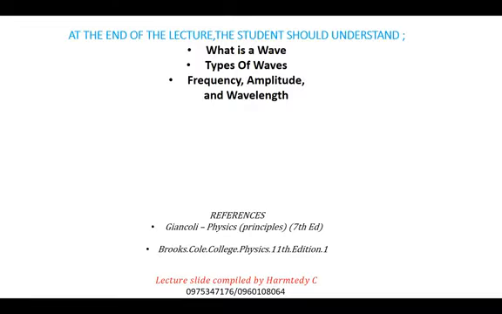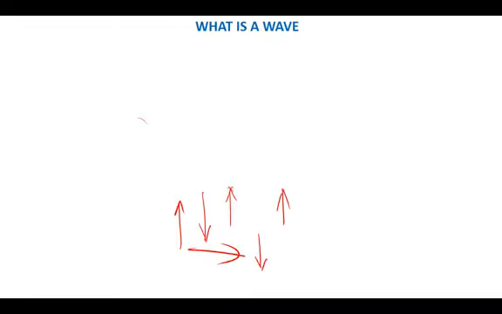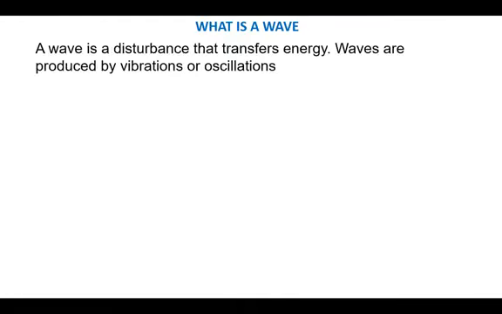Okay, so let's define what a wave is. A wave is simply any disturbance that transfers energy. Waves are produced by vibrations and oscillations. So while there are no vibrations or oscillations, we don't expect to have a wave. A wave is simply a disturbance that transfers energy. Like I said, waves are produced by vibrations or oscillations.